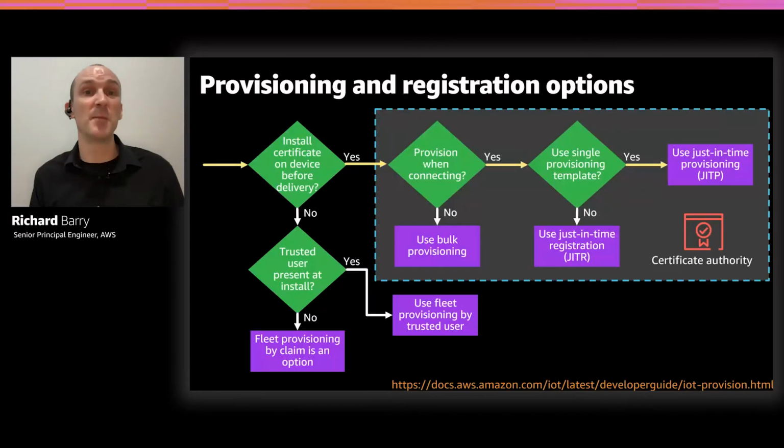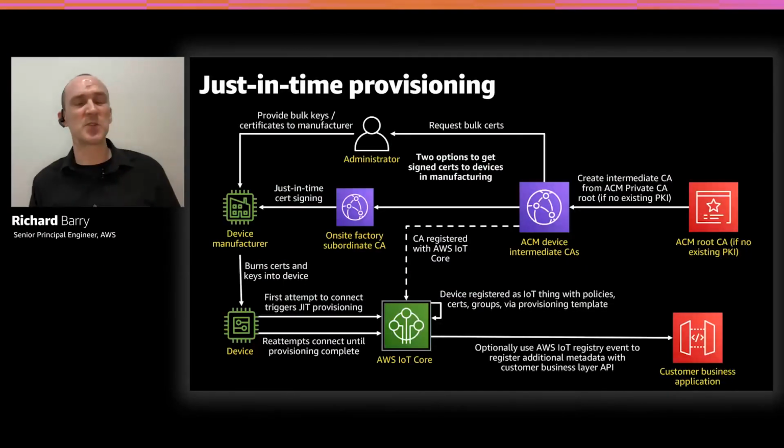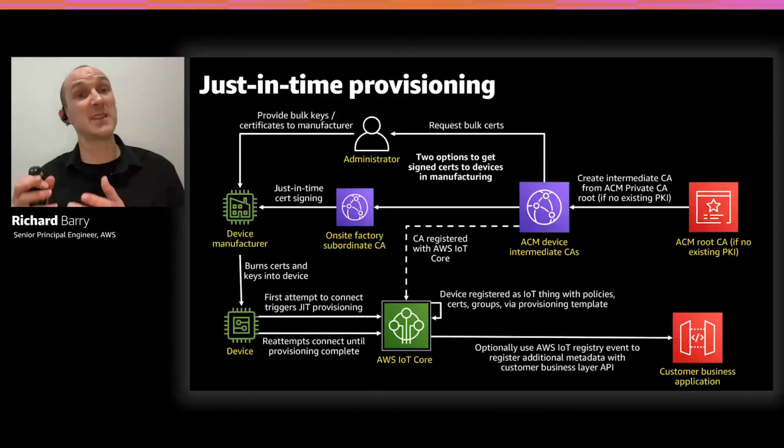I'm going to say that I want the keys and certificates on my device at manufacture time. I'm going to register them when I turn the device on. Then you have a couple of options. I'm going to go for just-in-time provisioning, which is the simplest option because I only need one provisioning template, and that provisioning template tells IoT Core what to do when that device connects.